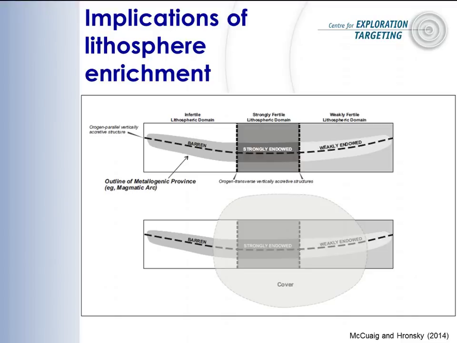Now, put it undercover, like in the bottom, and I could be in a barren bit of a belt, but if I have something that can tell me that I actually had a strongly endowed segment, then that becomes an area that I want to select. And these are often bounded along an arc by these high angle, deep, vertically accretive structures we talked about, like an antimina.